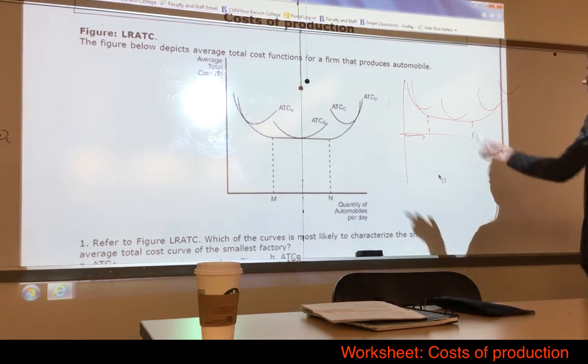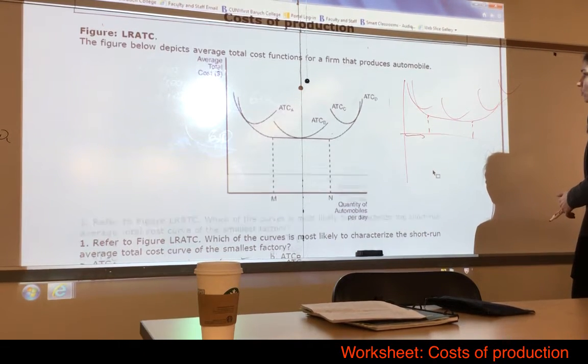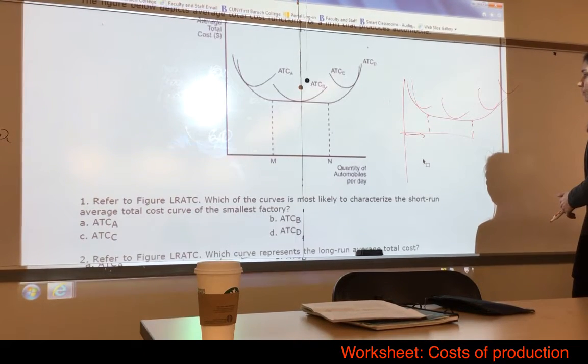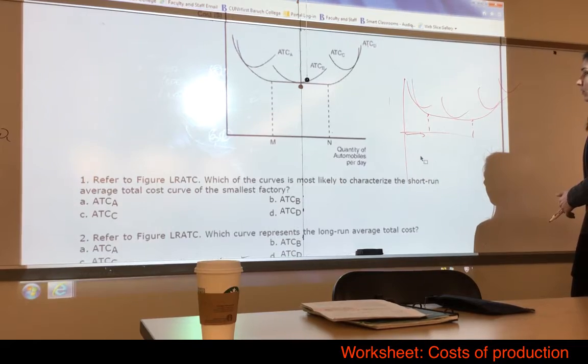Alright, so we have different short-term costs and a long-run curve as well. Refer to the figure.